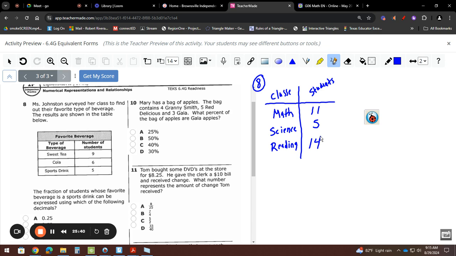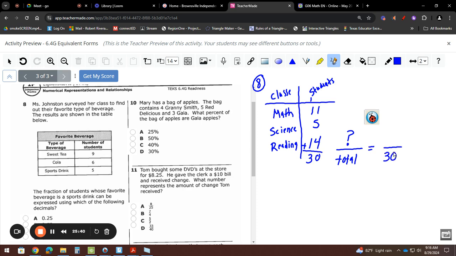Now it says the fraction of students whose favorite class is science. Which one will be the fraction of science? So your first job, whenever you have a survey, is to get the total of kids. When you have a fraction, you want to get the total, and that will always go on the bottom. And what they're asking for will go on the top. So in this case, I need to get the total by adding 9, 10, 30. So the total is 30.